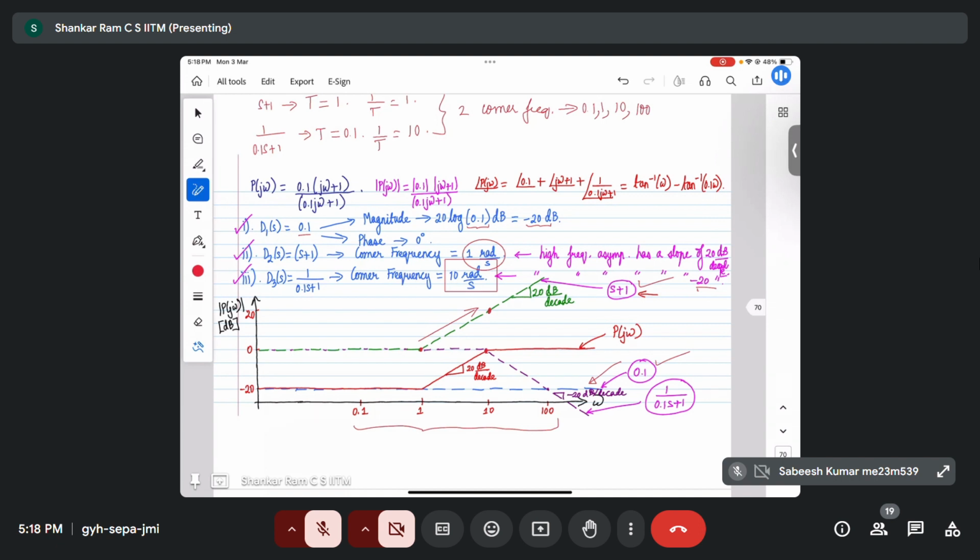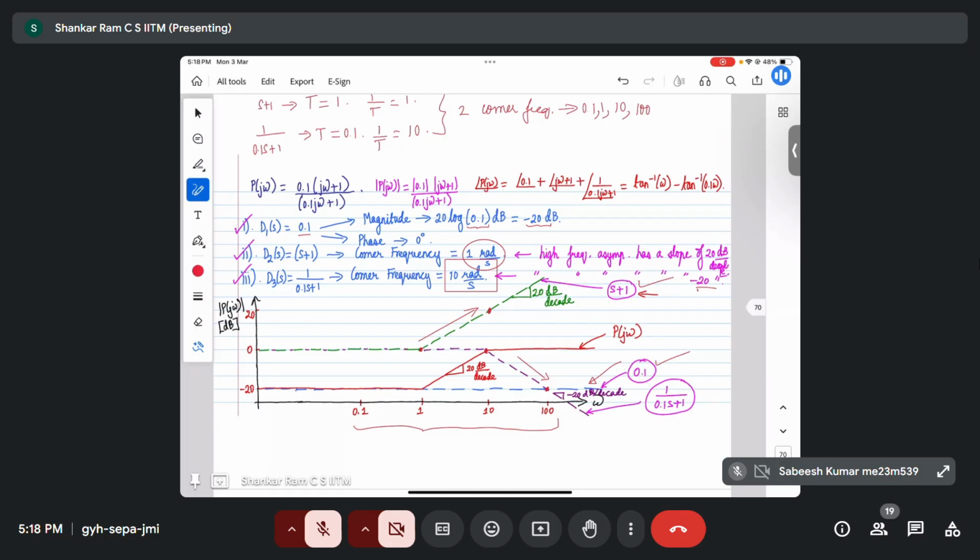So how do I plot the minus 20 decibels per decade? At 10, I have 0 decibels. At 100, which is 1 decade above, I have the value to be minus 20. So essentially, I draw the line which passes through 0 and minus 20. And that is the high frequency asymptote of 1 by 0.1 S plus 1. And that has a slope of minus 20 decibels per decade.